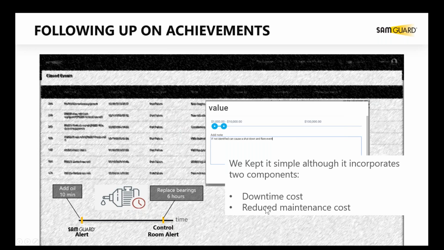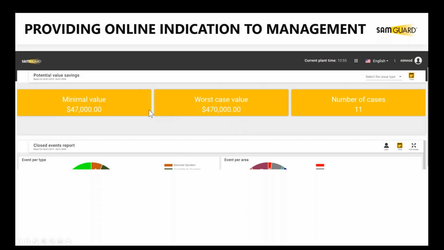So this estimation is actually incorporating both factors, the downtime cost, which is of course greater, but also the reduced maintenance cost. And once you do that, we can aggregate that into a dashboard, which is available for all of us, because it's not just for management to know how much money we saved. It's also for our internal purposes. Those people in the control room or those process engineers, they look at the alerts, they solve things. They want to see that it's actually brought value to the organization. So all these values are aggregated into the dashboard, where people can see online how many cases there were, how much money we saved in the best case scenario, and how much money we saved in the worst case scenario, and have a clear indication of where we are.